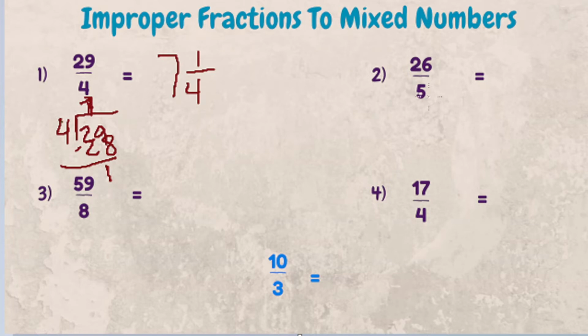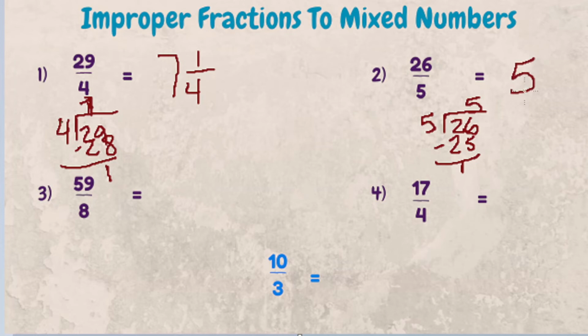Next example, 26/5 is the same thing as what mixed number? So 5 goes into 26. We know it goes 5 times for 25. And that leaves a remainder of 1. So our mixed number is going to be 5 is our whole number, and 1 remainder goes over our denominator of 5 for 5 1/5. Double check it. 5 times 5 is 25, plus 1 is 26 over 5.